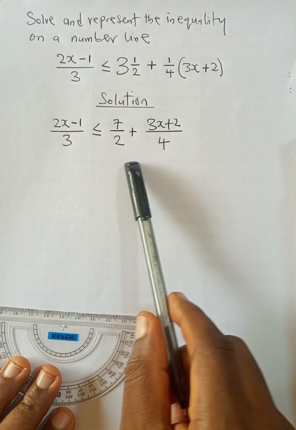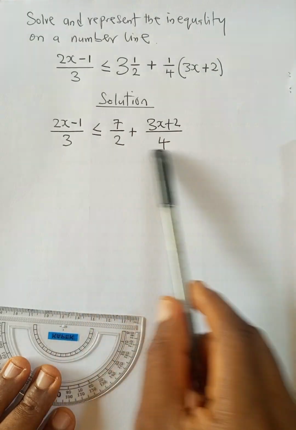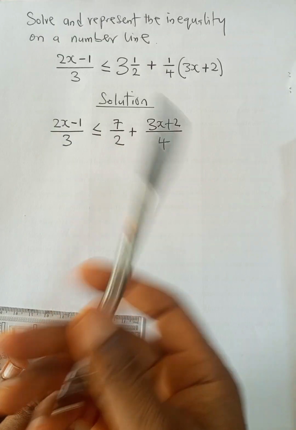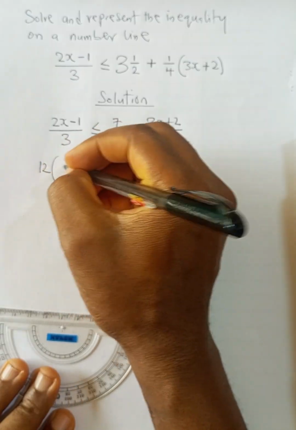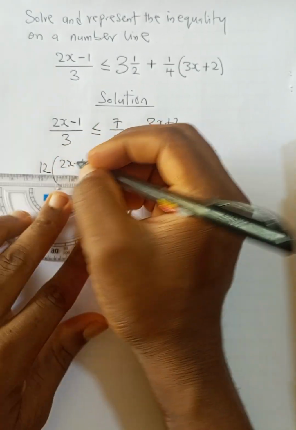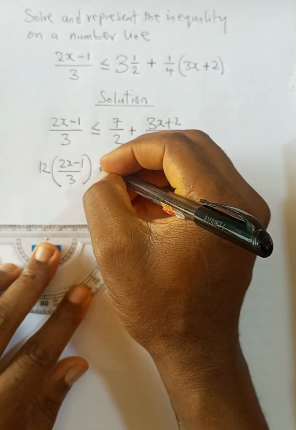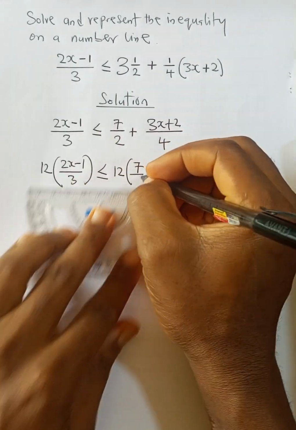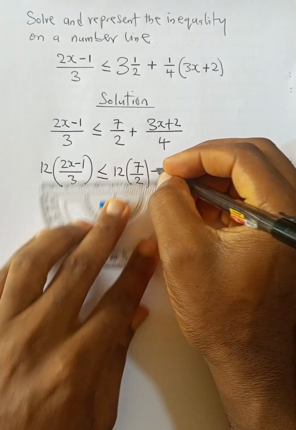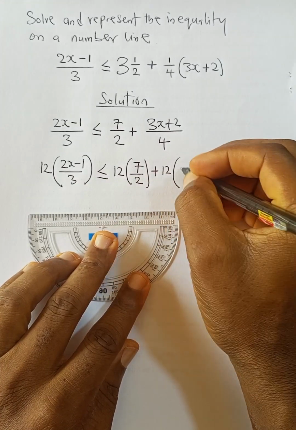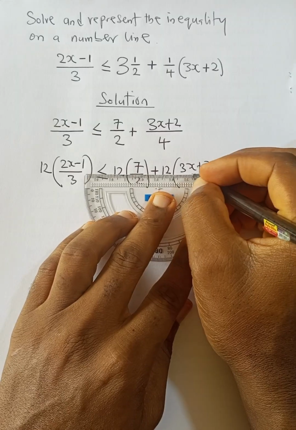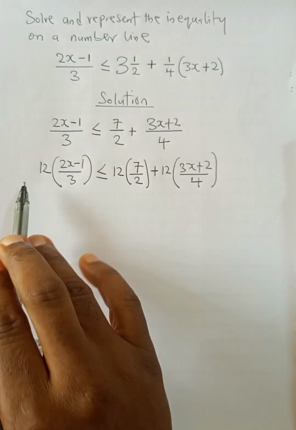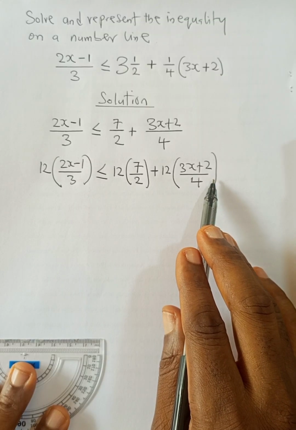Like, instead of finding the LCM and then cross-multiplying, what is the common denominator? The common denominator now is 12. So you times this one with 12 like this. 12 times (2s minus 1) over 3 is less than or equal to 12 times 7 over 2 plus 12 times (3s plus 2) over 4. Does that make sense? Now, we have multiplied through with the common denominator, which is 12.